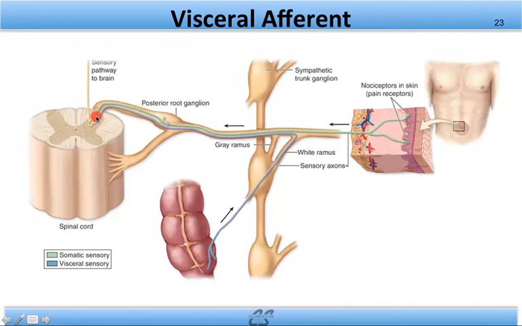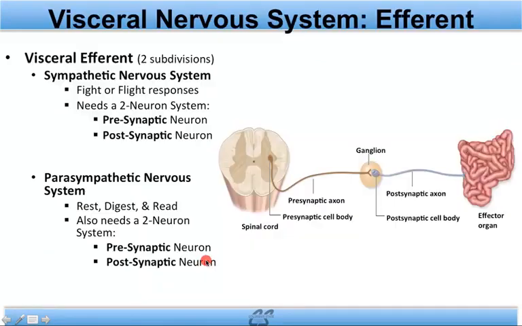What we're making the point here is this. It only takes one neuron to bring back a sensation to the spinal cord. It doesn't matter if it's somatic from skin or visceral afferent from maybe the intestine or from the heart. Now we're moving into the efferent. And like we said, efferent isn't going to need one neuron from spinal cord to organ. It's going to need two.